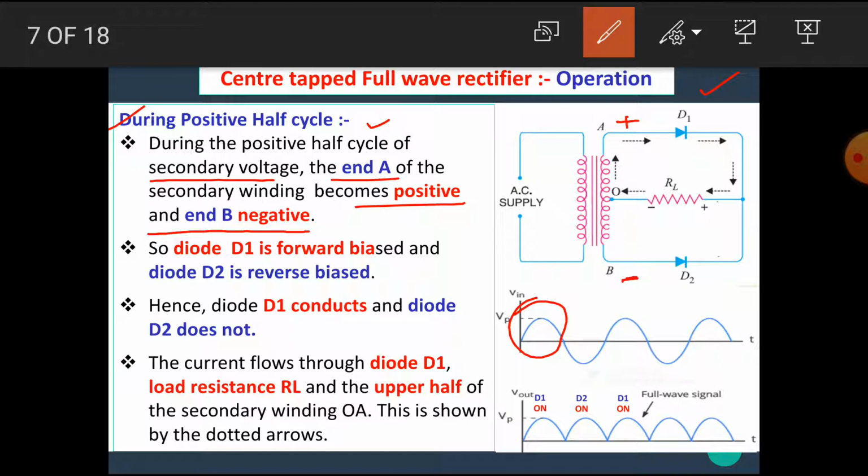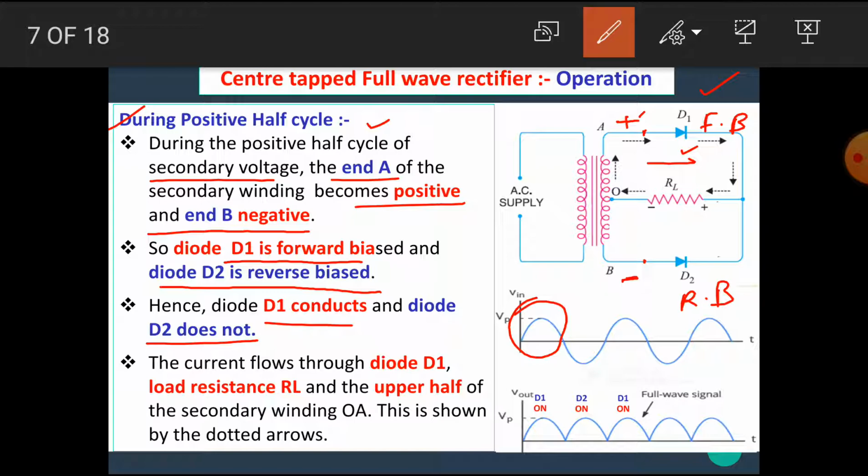So diode D1 is forward biased. Here end A becomes positive, hence the anode of D1 is connected with the positive terminal, hence diode D1 becomes forward biased. And diode D2 is reverse biased. Here negative supply is connected to the anode of the diode, hence diode D2 is in reverse bias condition. Hence diode D1 conducts and diode D2 does not.